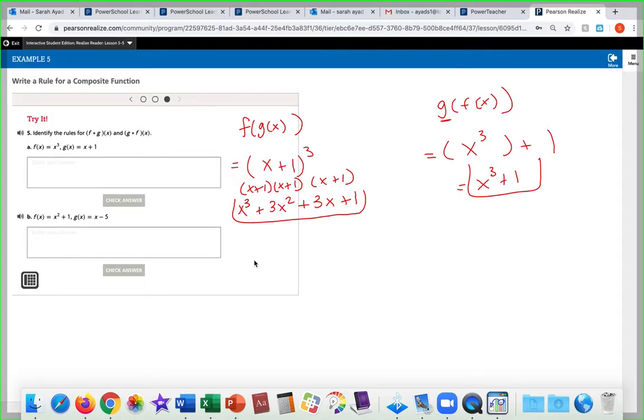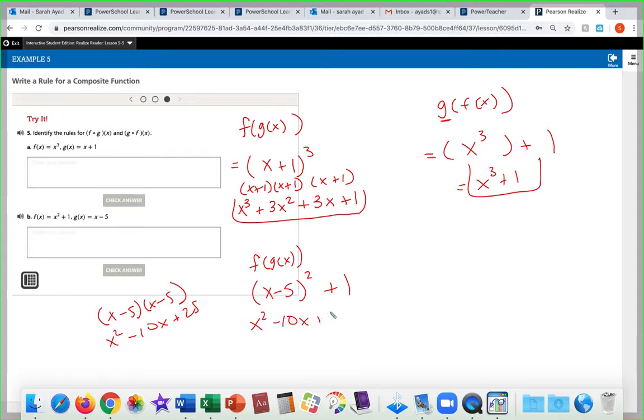For part B, f of g of x, I'm going to take f, which is something squared plus 1. And instead of x, I'm going to put in g, which is x minus 5. On the side, I'm going to multiply out x minus 5 times x minus 5, giving me this. So I get x squared minus 10x plus 25 plus 1. Combine my like terms, and there we go.